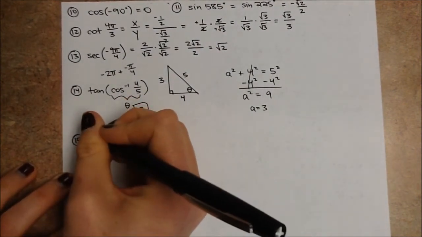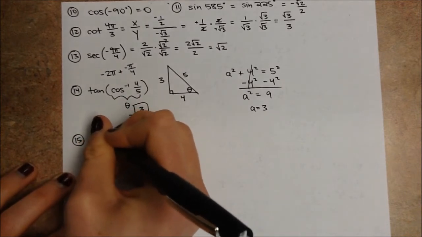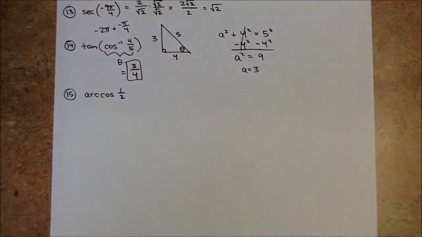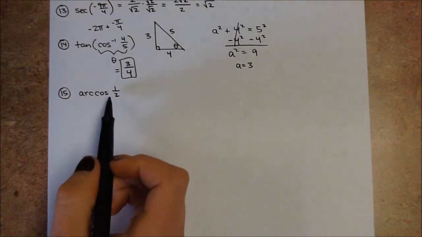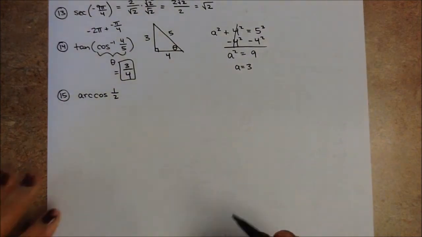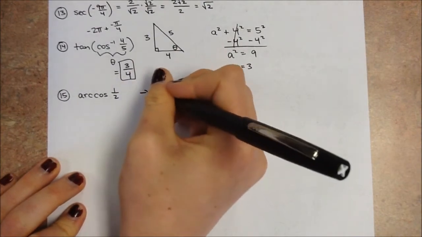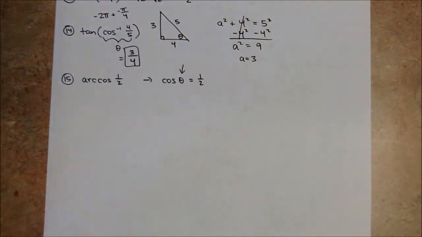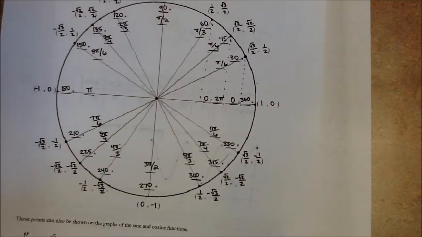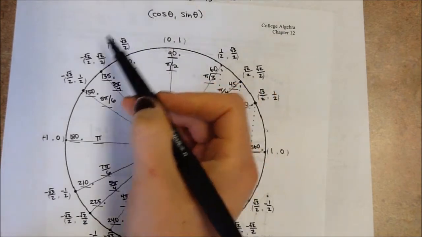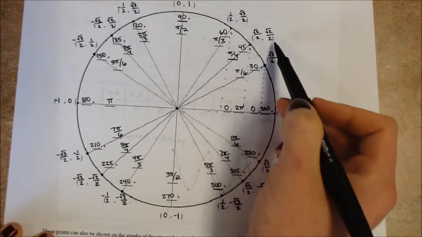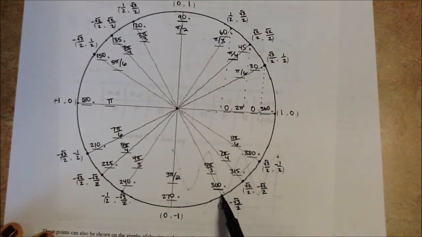Okay, 15, we've got arc cosine of 1/2. Now, arc cosine is the same as cosine inverse. You guys will have your unit circle for problems like this too. So arc cosine means what angle has a cosine of 1/2. So there's some mystery angle, we don't know what it is, but its cosine is 1/2. So remember cosine is the x value. So let's look for a cosine of 1/2. Here's one right here. And here's one right here.